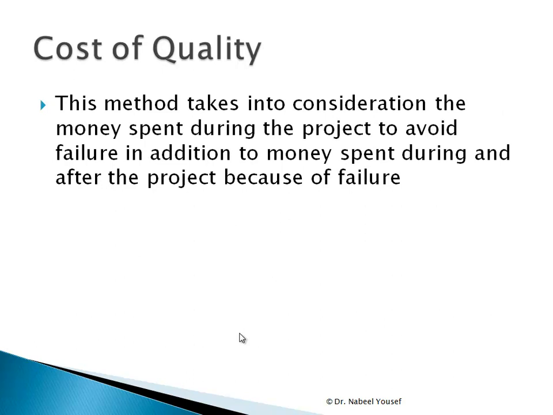Another method is the cost of quality, and in this method it takes into consideration the money spent during the project to avoid failure, in addition to the money spent during and after the project because of failure. So we are taking into consideration prevention, and the internal and external failure if they happen.